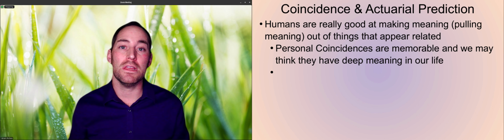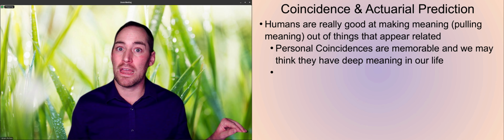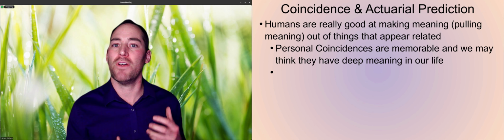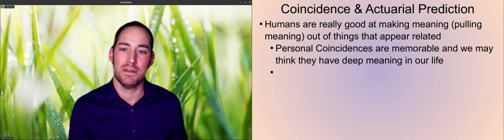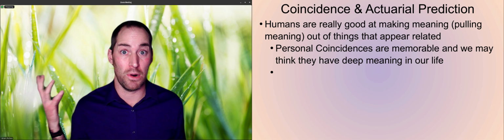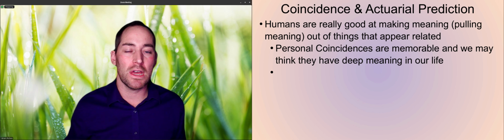So personal coincidences can be very memorable. They can be really important to us. They can be really relevant. That example of the one uncle that didn't get lung cancer, that might have been our favorite uncle. So it might be very important to us, be very meaningful. So we might hang on to that a lot stronger than other things. So humans do a really good job at making meaning out of things. It's one thing our brain is really good at, and it can be very useful for building relationships with people and things like this.